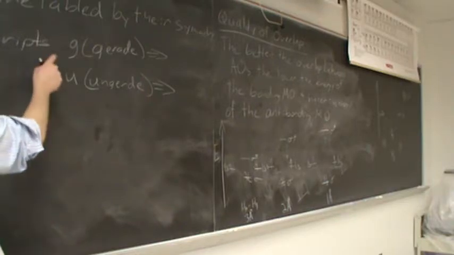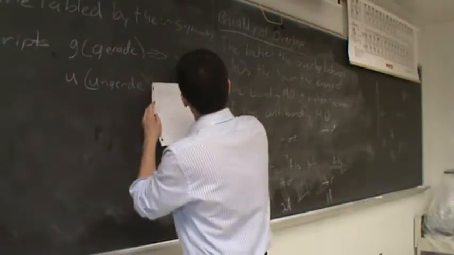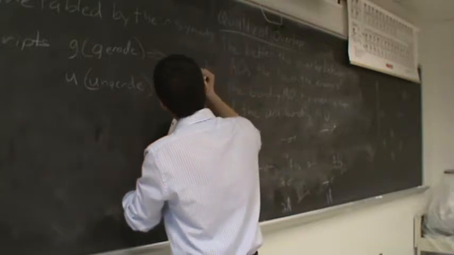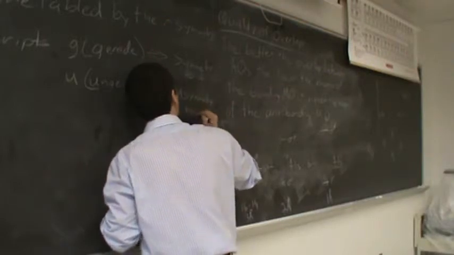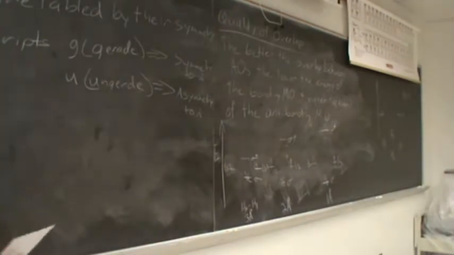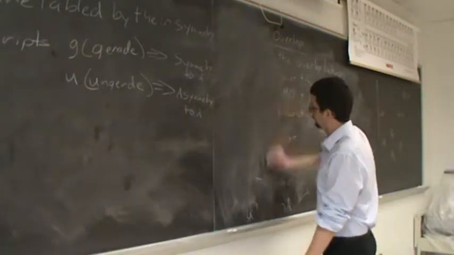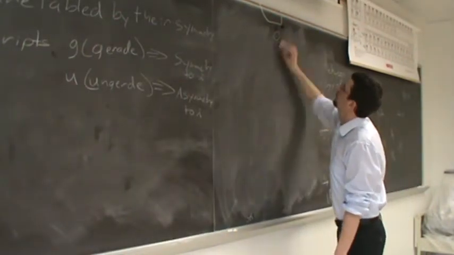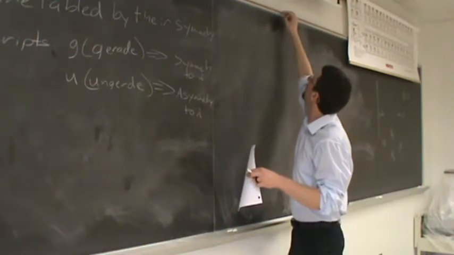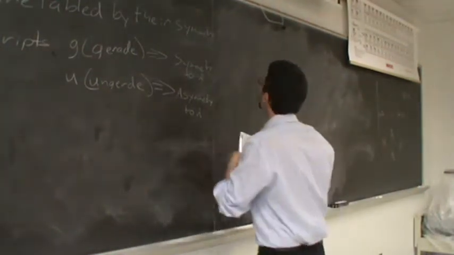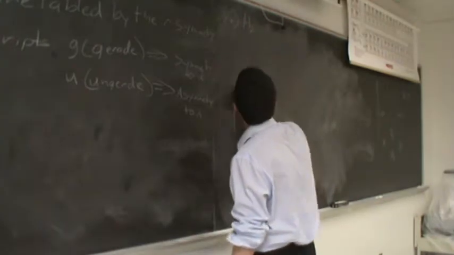So, symmetric or asymmetric with respect to inversion? Symmetric. Yep, so g for symmetric, and u for asymmetric with respect to inversion. Okay, so we're going to redraw this MO diagram for the 20th time. We're going to give ourselves a little more space. So back to H2. I promise you we will do something other than H2 today. We just got to get there.